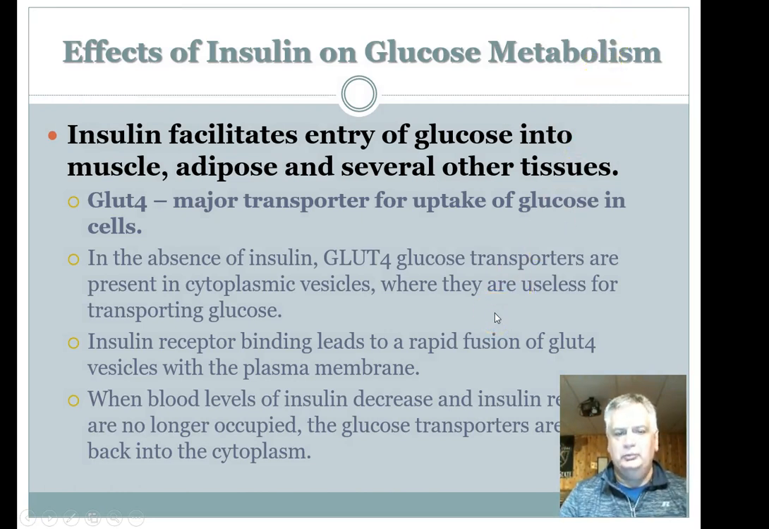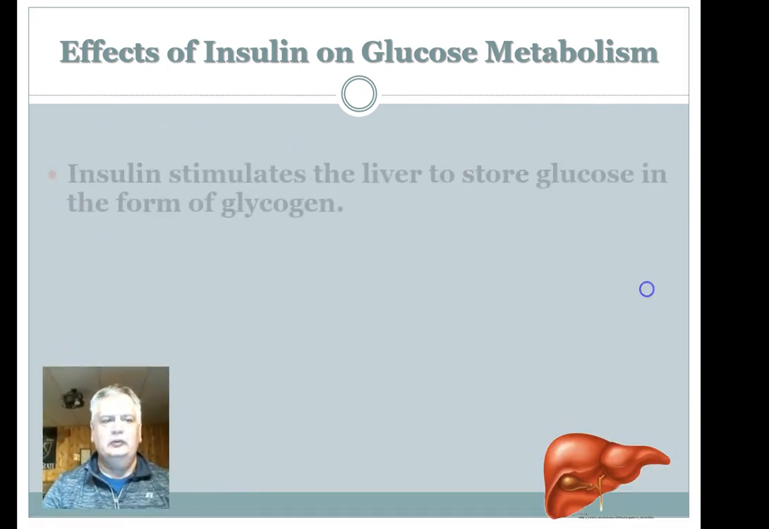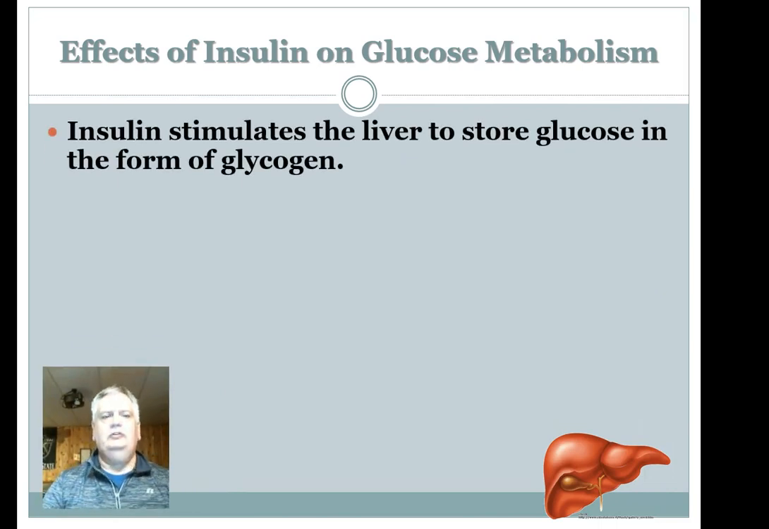Okay, so you can see the importance of these GLUT4 transporters and why I've chosen to talk about diabetes in our nutrition discussion here. Let's continue on now. So let's take a look at the effect of insulin on glucose metabolism. There are insulin receptors on the surface of liver cells. And when insulin binds to those receptors, it's going to stimulate the liver cells to take up and store glucose.